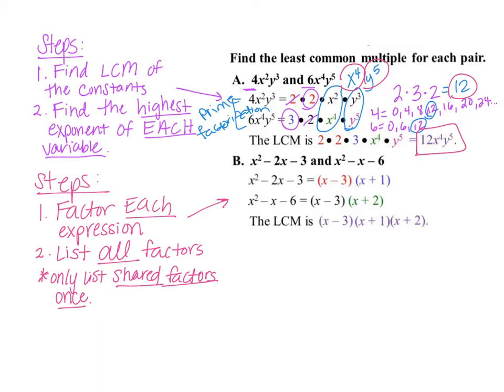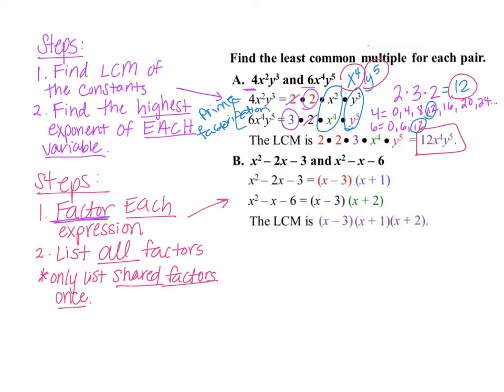Here instead, what we want to do is we want to factor. Okay, so we're going to factor each of those expressions. So factoring my first expression, we get x minus 3 times x plus 1. Factoring our second example here, we get x minus 3 times x plus 2.